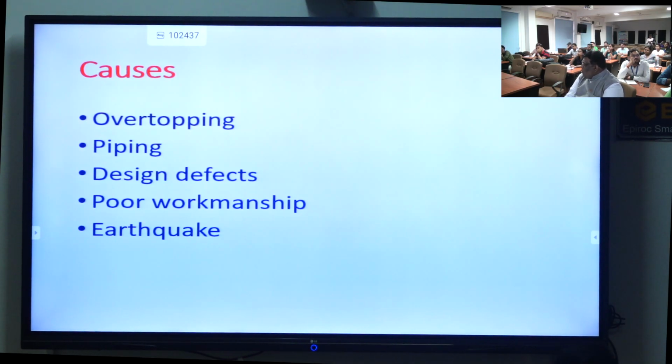These are the causes, and I have not noted down all the causes here. There may be several other causes of dam break, but some of the more familiar causes are overtopping. When we design, no dam is designed for overtopping. We design in such a way.